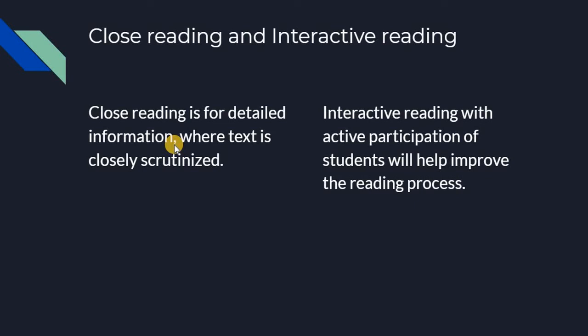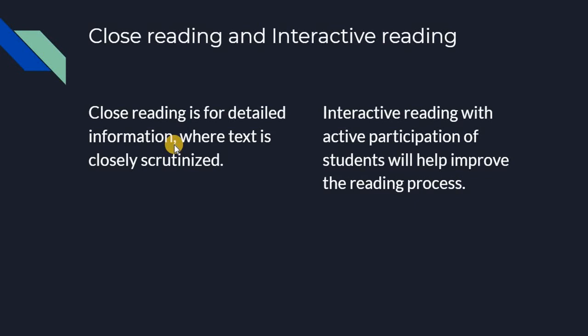So here again, you will be looking at the text, the tone, the intention of the text, etc. So in close reading, we are looking for detailed information. So you are closely examining the text or closely scrutinizing the text. Now, interactive reading is often done in classrooms. We cannot do interactive reading here, but this section was supposed to be an interactive section where you were supposed to read the passages and find out the answers for yourself.